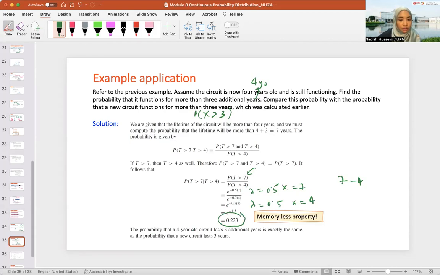So the probability that a 4-year-old circuit lasts 3 additional years is exactly the same as the probability that a new circuit lasts 3 years. This is what they mean when it is memoryless, because they assume that the 4-year-old circuit is like the new one, because you are just looking at the additional 3 from T that is already 4. So the value 3 is the common denominator here. It didn't care whether the circuit is new or old. They just wanted to find the probability of the additional years. So that is what the memoryless property is. It can come out in the exam.